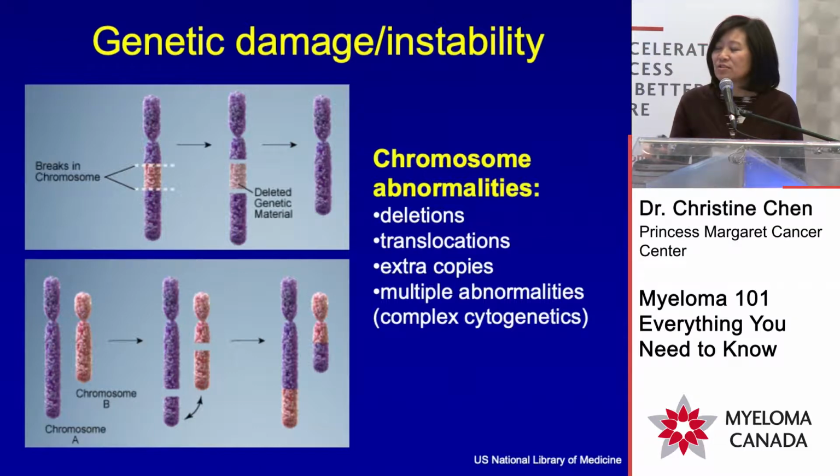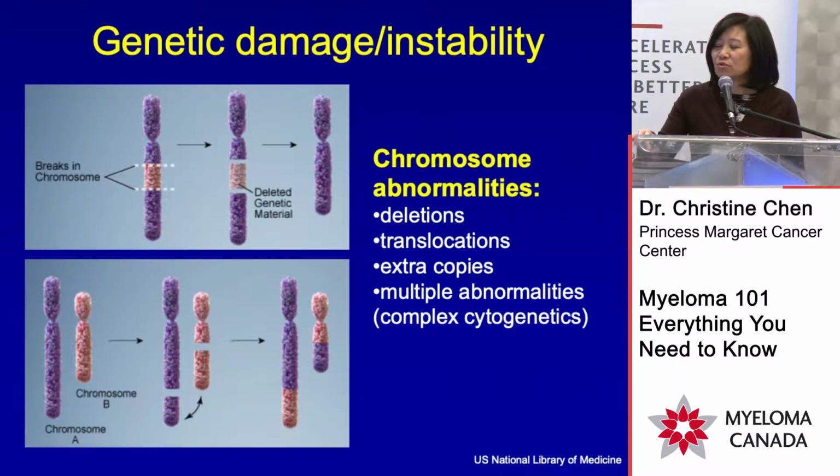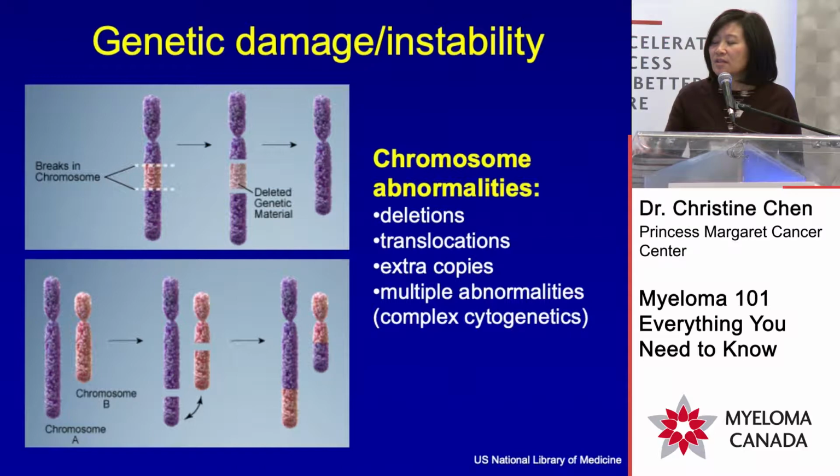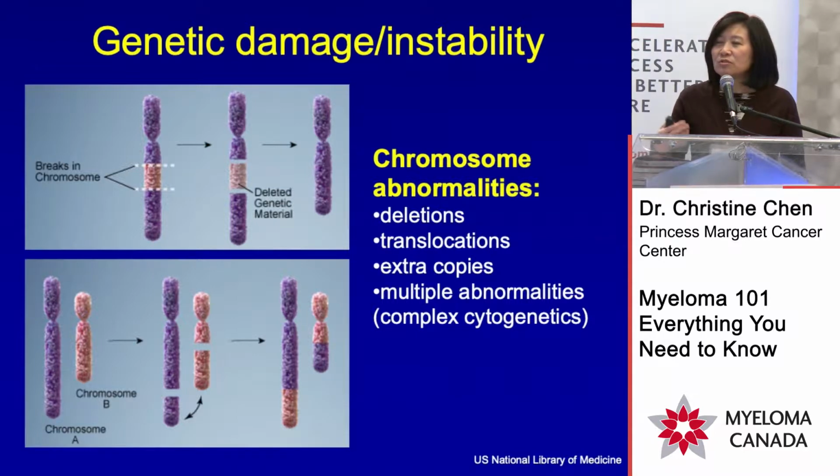So here, a translocation is when you have two different chromosomes, A and B here, that exchange parts of their genetic material. So then suddenly you have genes that normally don't sit side by side on a chromosome, suddenly they're together, and that can lead to cancer growth.